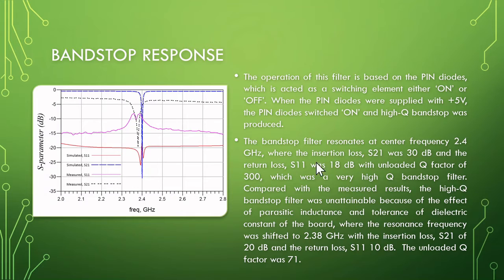As you can see, the operation of the filter is based on the pin diodes, which act as a switching element, on or off. When the pin diodes were supplied with 5 volts, the pin diode switched on and a high Q bandstop was produced. The bandstop filter resonates at center frequency 2.4 GHz, where the insertion loss is 30 dB and the return loss is 18 dB, as you can see. So this filter produces a very high Q bandstop.